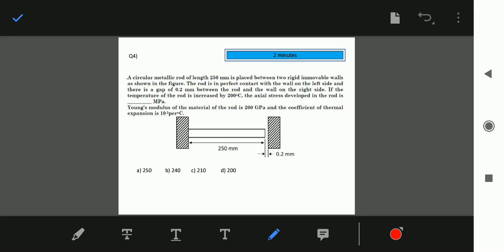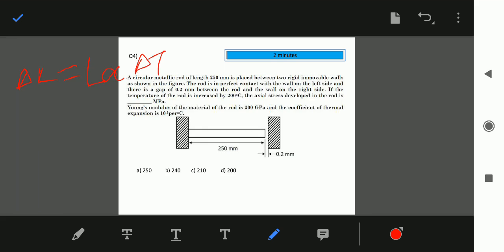So first of all, the deflection of 0.2 mm will produce no stress, because when there is a vacant space and the bar is thermally heated, it produces zero stress. Okay, so as it will produce zero stress, let us find out the total deflection from heating up to 200 degrees centigrade. So we know that delta L will be L alpha delta T.